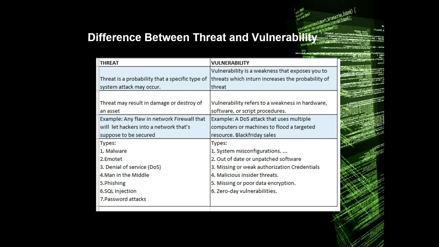So let's differentiate these two and compare and contrast them. As you see, a threat is the probability that a specific type of system attack may occur. A vulnerability is a weakness that exposes you to these threats, which in turn can increase the probability of the threat. Threats may result in damage or destruction of an asset, whereas vulnerabilities refer to weaknesses in the hardware, software, or scripted procedures. A good example is a flaw in the network firewall that will let attackers enter into the network. And our network is a secure system, a secure network. It is not a public network.